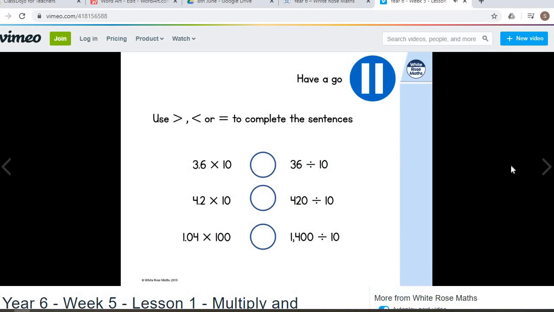And then 36 divided by 10, well, that's going to be smaller. It would be 3.6. So we need to use the greater than symbol. 4.2 times by 10 and 420 divided by 10, well, they would be equal.